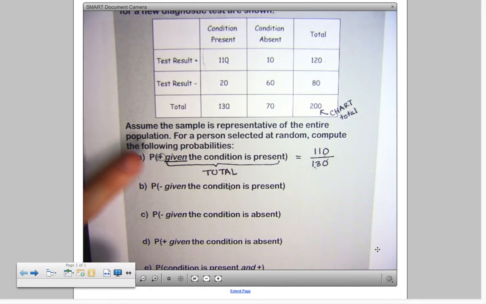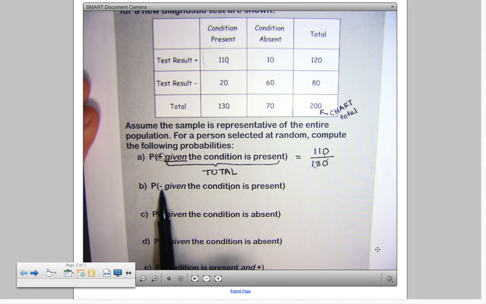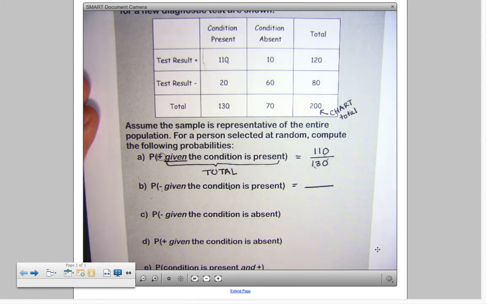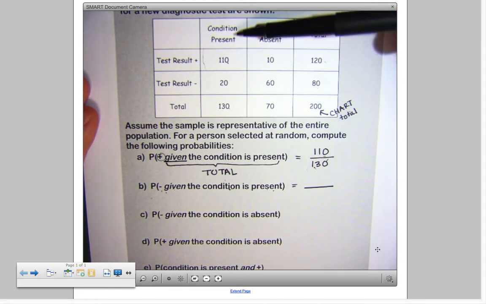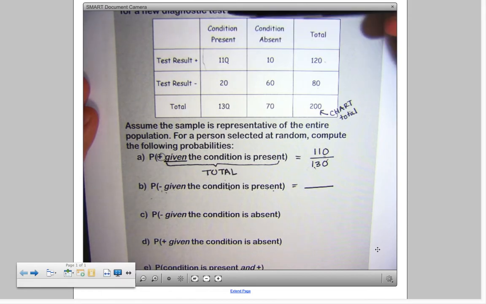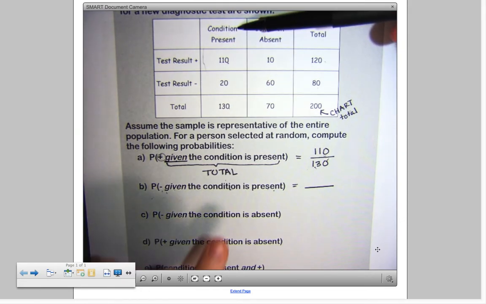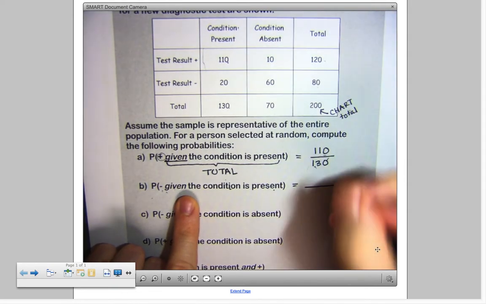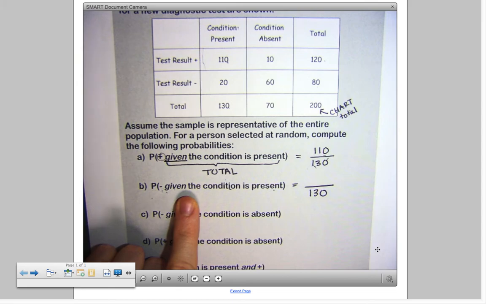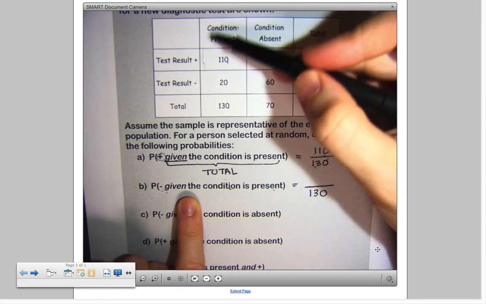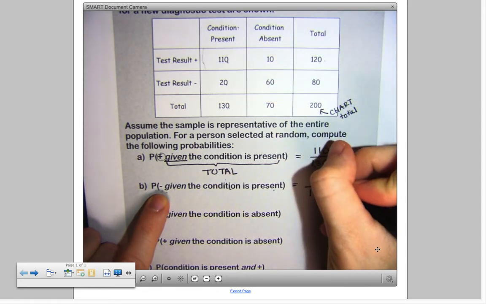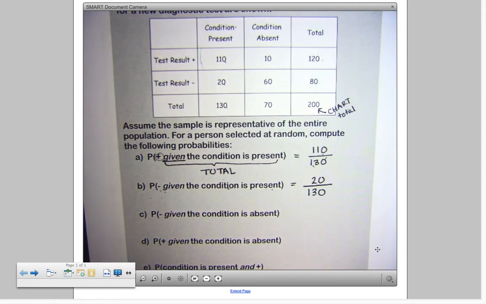Okay, we're going to do a couple more. So probability that it's negative given that it's present. Again, we're given the condition is present. So if we go to condition present, we're looking in this column here. Since that's what we're given, that's our total. So the total for present is 130. And we're going to stay in this column. The number that is negative would be 20. So 20 out of 130.